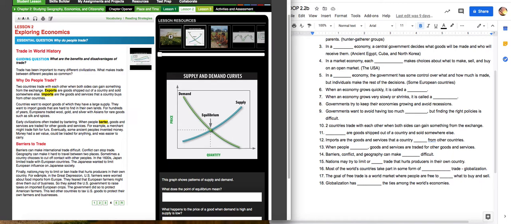All right. It says, finally, nations may try to limit or ban trade that hurts producers in their own country. You got your blank for number 15. Banning means stopping it. For example, in the Great Depression, U.S. farmers were worried about foods coming in from Europe. They feared that the European farmers might drive them out of business, so they asked the United States government to raise taxes on the imported crops. The government did so to protect American farmers. This led other countries to tax goods to protect their own farmers and business.